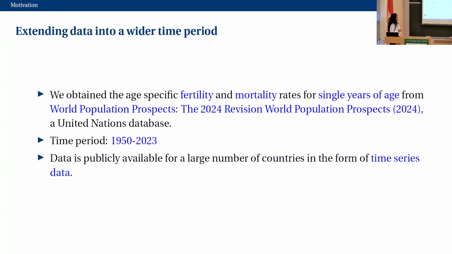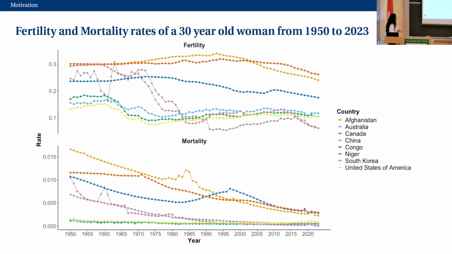Inspired by this, what we did was we obtained the age-specific fertility and mortality rates of a woman, not just for 1 year, but for an entire time period from 1950 to 2023. This is available publicly to anyone on this United Nations database called the World Population Prospects, and it's updated regularly. It's available at a very granular level. It's also in the time series format. So here you see a snippet of the data we have obtained.